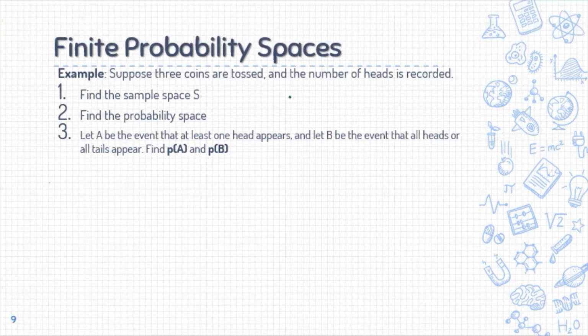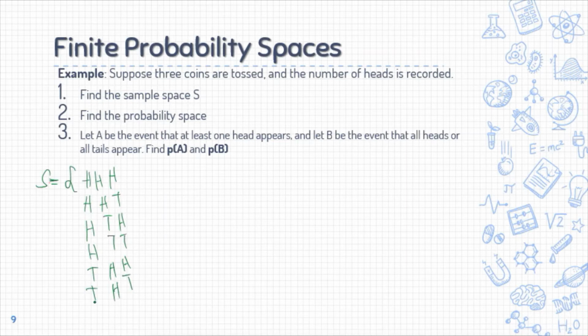So, note that we recorded the number of heads. We toss 3 coins and then record the number of heads. Since we tossed 3 coins, the sample space could be: head, head, head; head, head, tail; head, tail, head; head, tail, tail; tail, head, head; tail, head, tail; tail, tail, head; and tail, tail, tail. So we have 8 elements in our sample set.